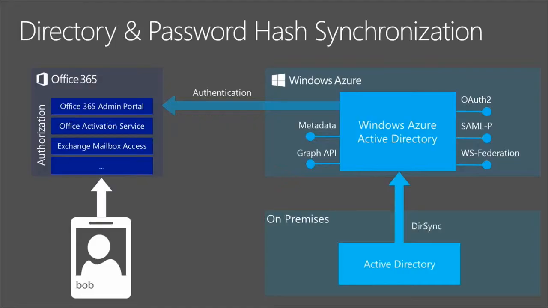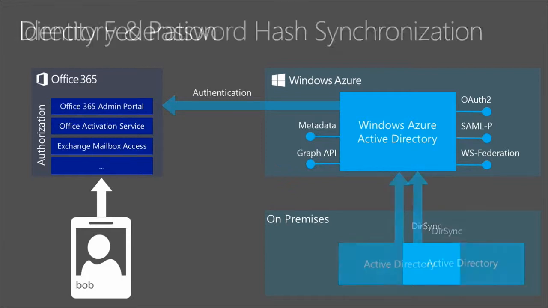So when we think about that, we take one extra step, and this is where DirSync comes into play. DirSync is our directory synchronization tool. It's like a little service that runs on a server, on the DC, or wherever you want to run it. All it does is synchronize the Active Directory objects that you tell it to up into Windows Azure Active Directory. So it's creating all of those user accounts in Windows Azure Active Directory. It's a one-way push. It goes up there and creates them all there.